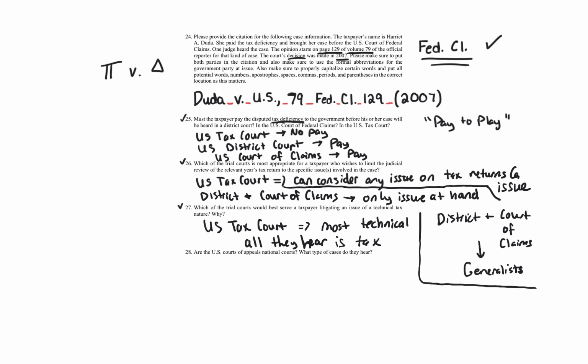So now we're moving on to the U.S. Courts of Appeals, the Circuit Court of Appeals. Are they national courts? What types of cases do they hear? They are not national courts.